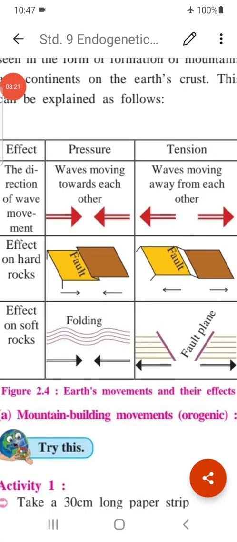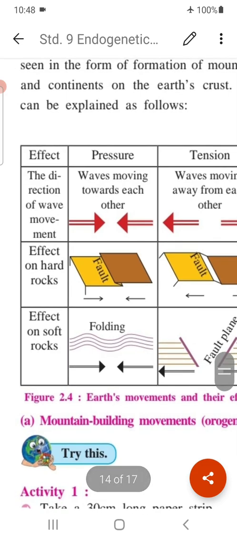Let's see. Here two things happen. First is pressure and second is tension. What is meant by pressure? Pressure means dabav or daab dene. Dabav or daab. And tension means what? Tanav or tanane, khechne, we stretch. That is tension. Fine.